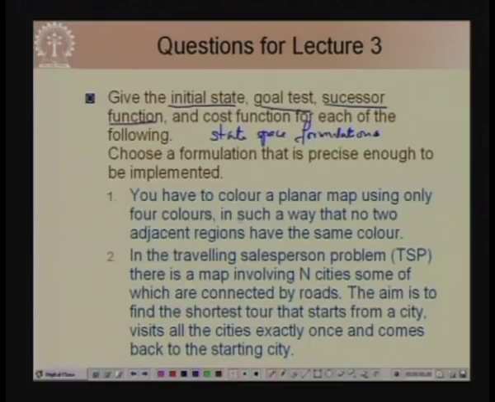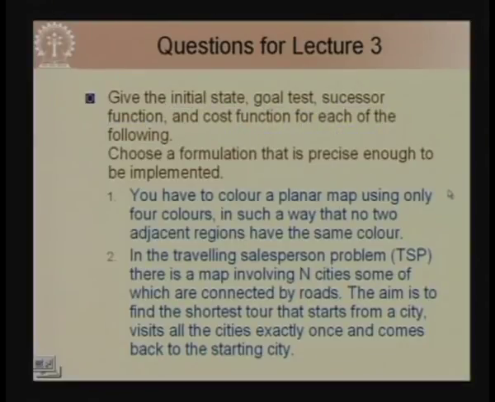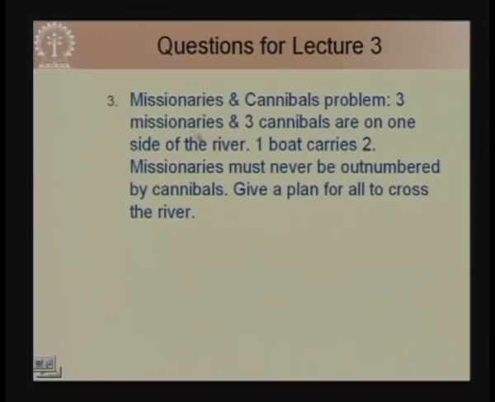First problem, you have to color a planar map using only 4 colors in such a way that no 2 adjacent regions have the same color. Second problem, the traveling salesperson problem. There is a map involving n cities, some of which are connected by roads. The aim is to find the shortest tour that starts from a city, visits all the cities exactly once and comes back to the starting city. Problem 3, the missionaries and cannibals problem. There are 3 missionaries and 3 cannibals on one side of the river. There is one boat which carries 2 at a time. The missionaries must never be outnumbered by cannibals. Give a plan for all to cross the river.